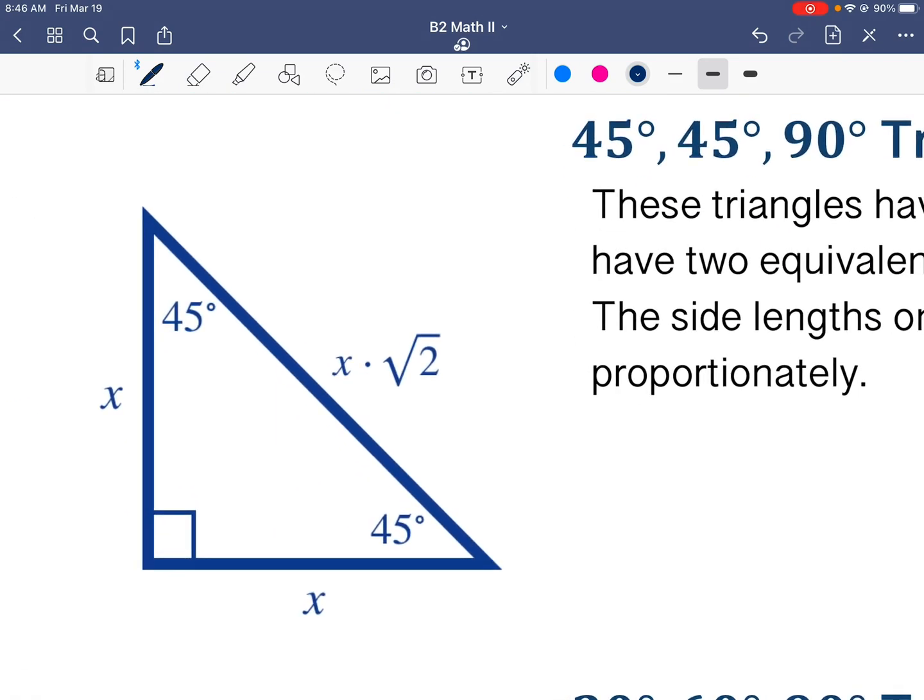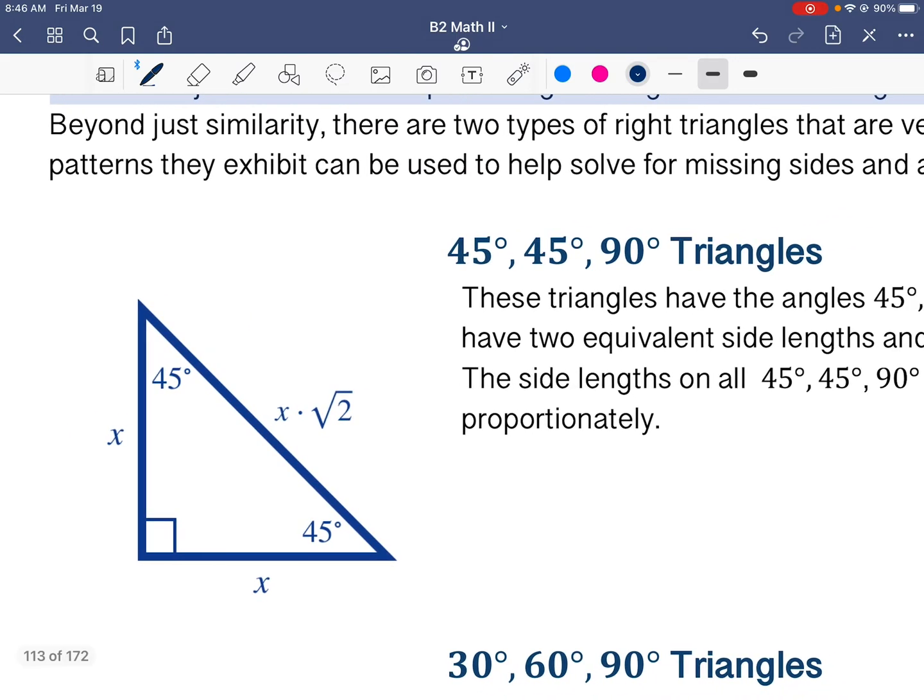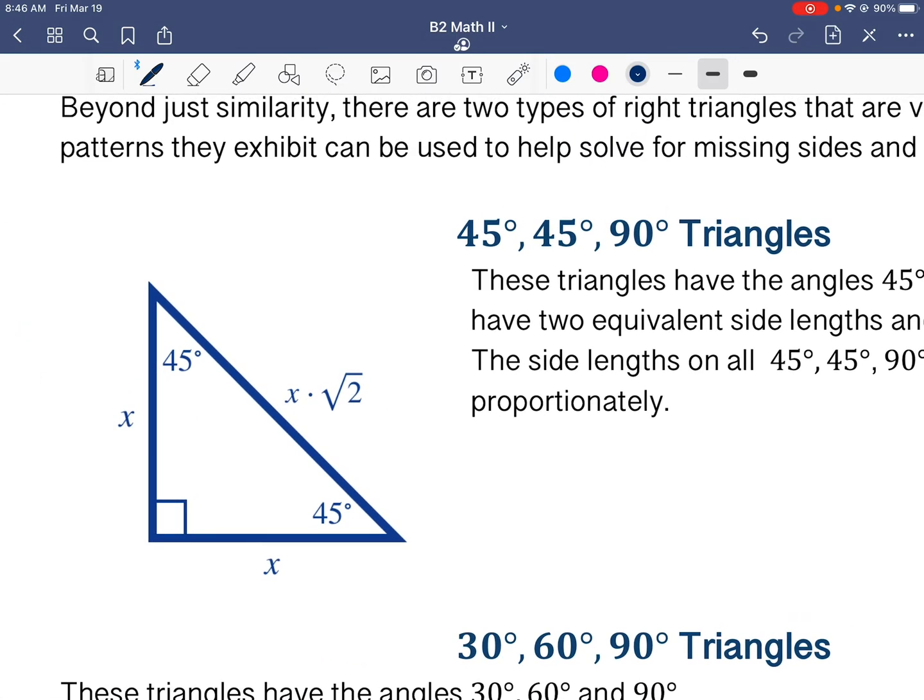So first we have the 45, 45, 90 triangles. We just call them by their angles. They have, of course, two 45 degree angles and a 90-degree angle. It turns out that their side lengths have special relationships if they are these kinds of triangles. They're isosceles triangles actually, so the two legs of the triangle are the same, and then the hypotenuse is the same length but multiplied by the square root of 2. And we will see an example of that later.